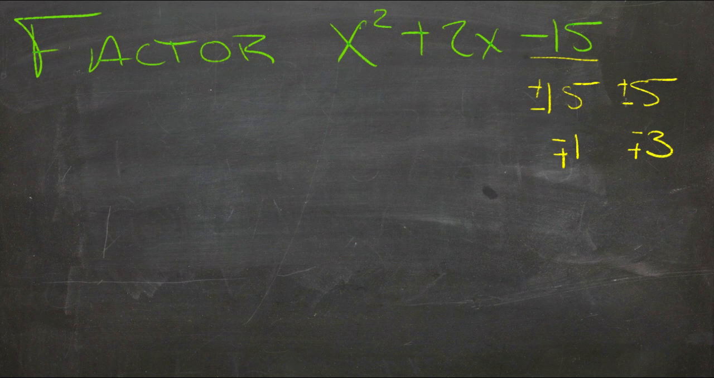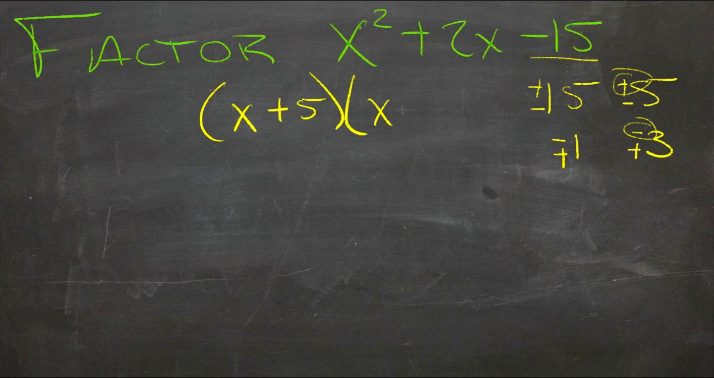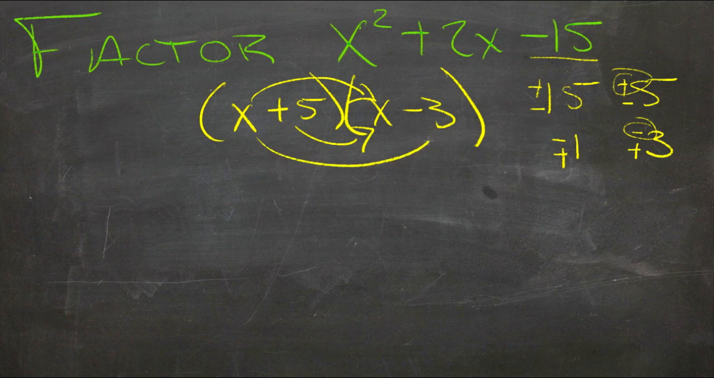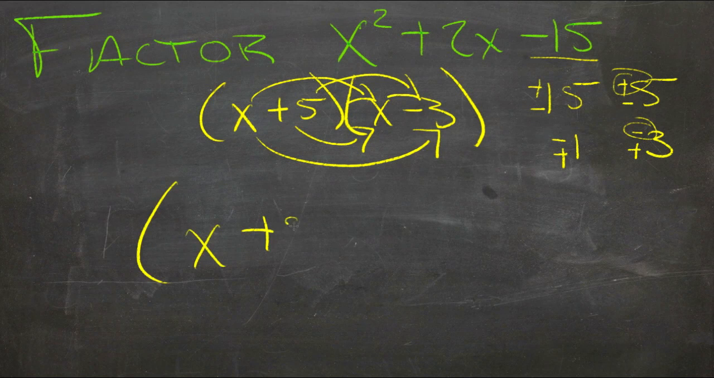If we had negative 5, positive 3, we'd have negative 2. If we had positive 5 and negative 3, that would add up to be positive 2. So that's probably our combination there. That would give us x plus 5 times x minus 3. We'd have x squared plus 5x minus 3x, there's our 2x, minus 15. So yeah, that works. x plus 5 times x minus 3.